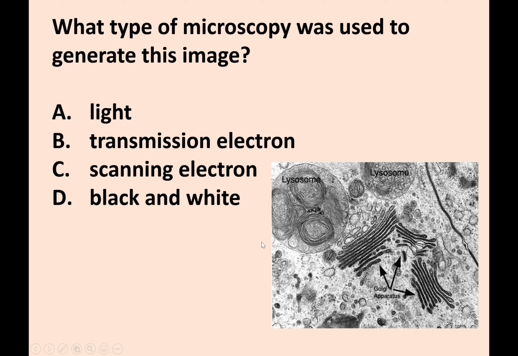Okay, the last one for you to analyze. This image was taken with transmission electron microscopy. Transmission, because it's 2D, it's like a slice through the cell. It's showing you that there's a Golgi, there's a lysosome, much more detail than you could see with light microscopy. Black and white, again, is not a real type of microscopy. So I hope that has helped you learn a little bit about microscopy, what kind of images you could see, and what cells look like under the microscope.